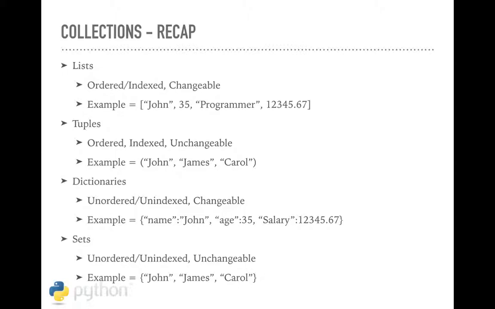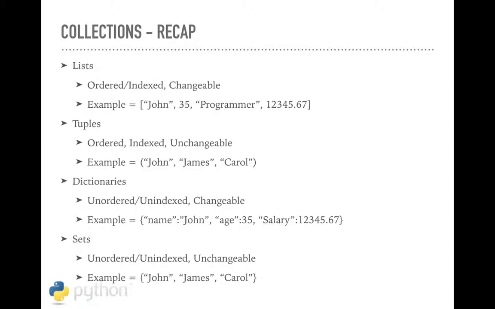So in this example, we're seeing there's a key name with the value of John. There's a key age with an integer value of 35. And there is a salary with the floating point value. You can change any of the value. I can switch the name to, for example, Jessica or something. So you can change the value, but there is no order or there is no index. There's no such concept in a dictionary.